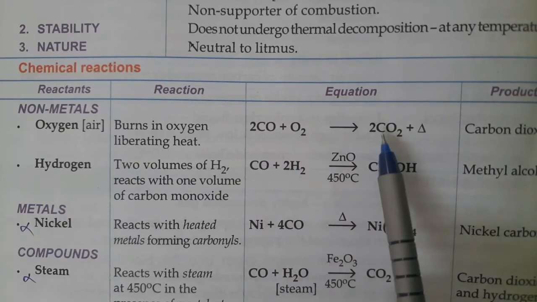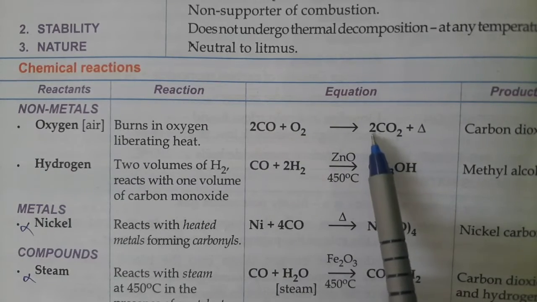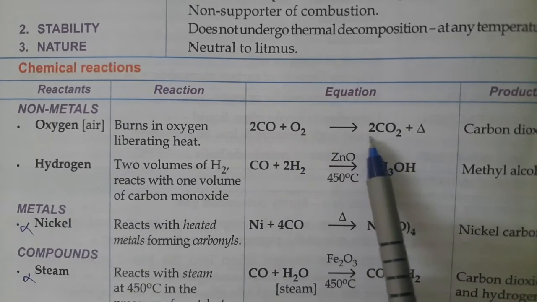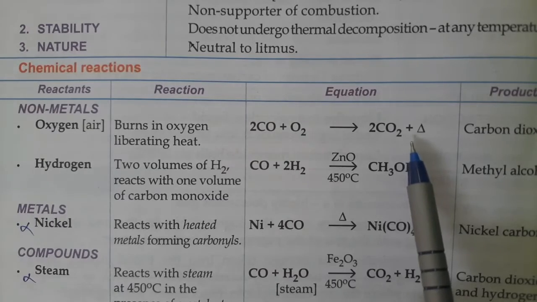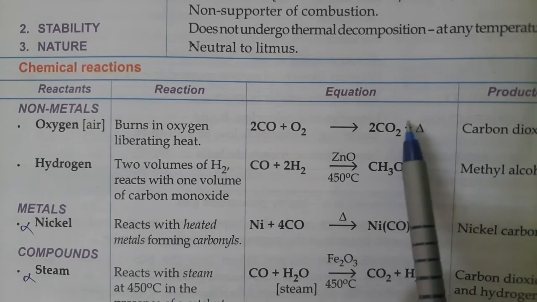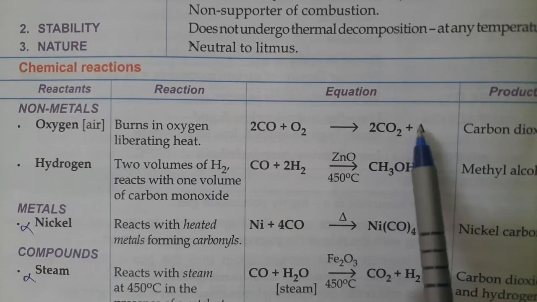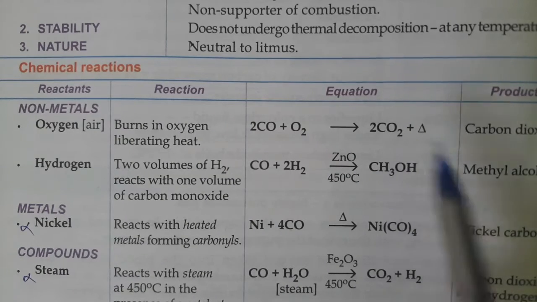CO plus O2 will give you CO2, then you can balance it. 2C balance, 2 plus 2, 4 O, 2 twos are 4 O balance. And it is an exothermic reaction because heat is liberated. Heat is liberated, therefore it is an exothermic reaction.